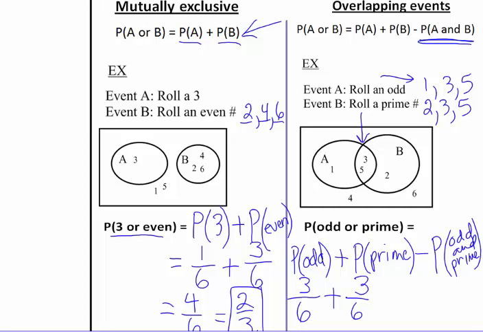Now, if you noticed, some of those numbers we counted twice. When I counted the odd numbers, I counted the 3 and the 5. When I counted the prime numbers, I counted the 3 and the 5 again. So how many numbers are there that we counted twice? There are 2 numbers, the 3 and the 5. We counted the 3 twice, we counted the 5 twice. So there are 2 numbers that we counted twice. So that's 2 out of 6.